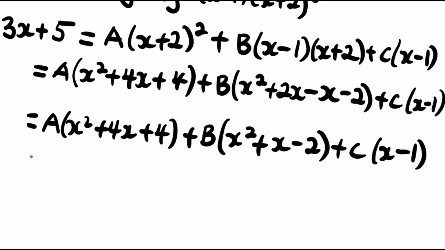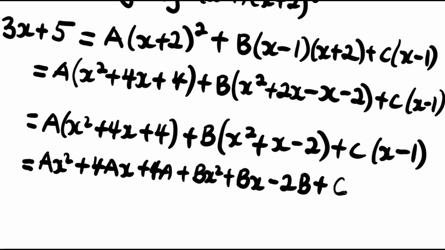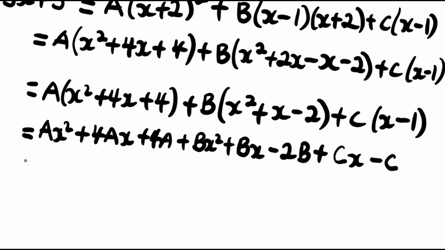Now we need to expand and group like terms. So with the constant, this one is going to give me a x squared plus 4ax plus 4a. Now let's go to the b, plus bx squared plus bx minus 2b, plus, expand this, we are going to have cx minus c. So we are fine. So now let me continue. Now let's look at grouping like terms.